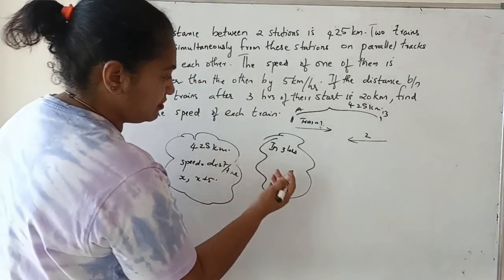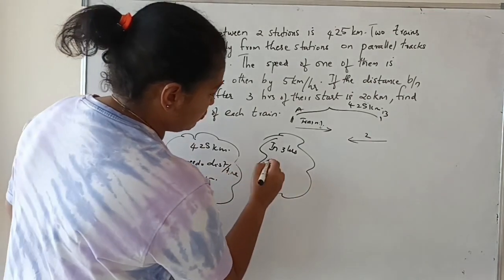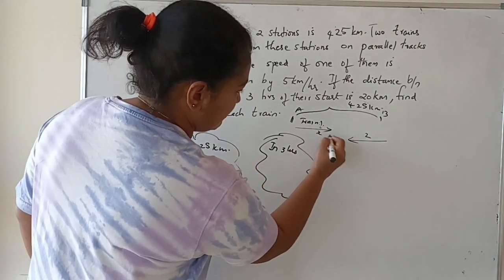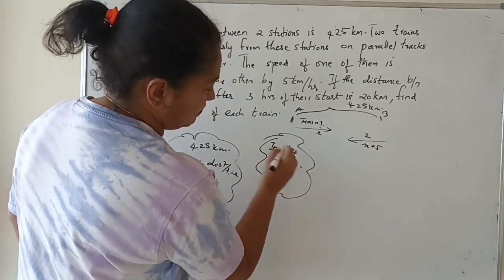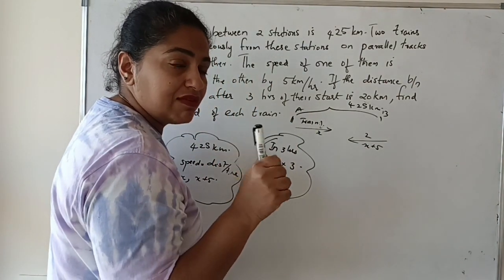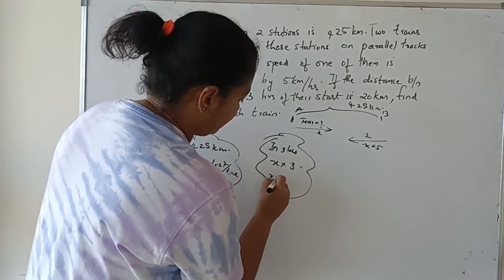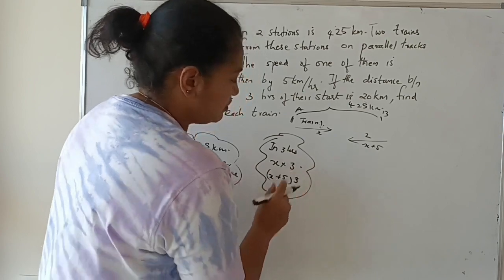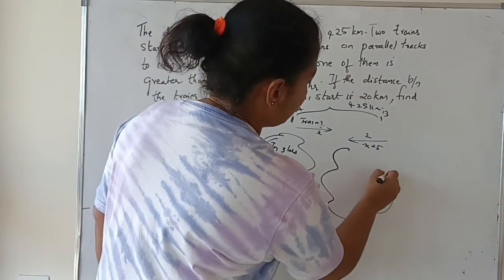The distance covered by the train in 3 hours would be speed into time. So let us take the speed of the first train as x and that of the second train as x plus 5. So it will be x into 3. Okay. That is the distance travelled by train 1. So what is the distance travelled by train 2? It is x plus 5 into 3. Correct? Now, what is our condition?